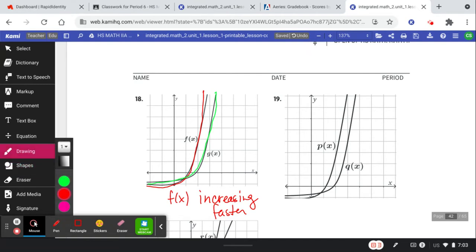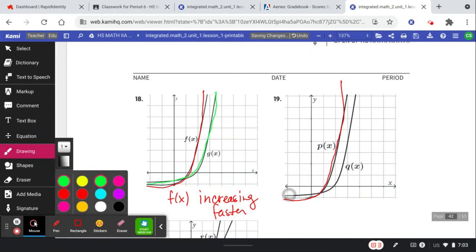All right, let's look at the next one. See how this one's going up already that fast, and this one's going up a little slower. So we again would say this time that p of x is increasing faster.